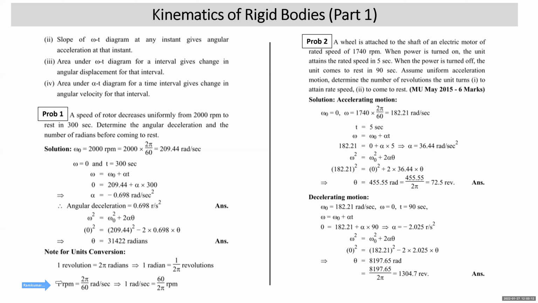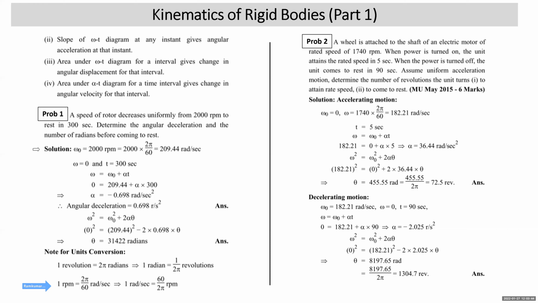Why? Each revolution is equal to 2 pi radians, and a minute is equal to 60 seconds. So 1 revolution per minute is equal to 2 pi by 60 radian per second, and 1 radian per second will be 60 upon 2 pi rpm. So in short, what you need to remember is that if you want to convert revolutions into radians, multiply by 2 pi. If you want to convert radians into revolutions, divide by 2 pi. Similarly, if rpm is to be converted into radian per second, multiply by 2 pi by 60. And if radian per second is to be converted into rpm, multiply by 60 upon 2 pi. So this unit conversion should be remembered.